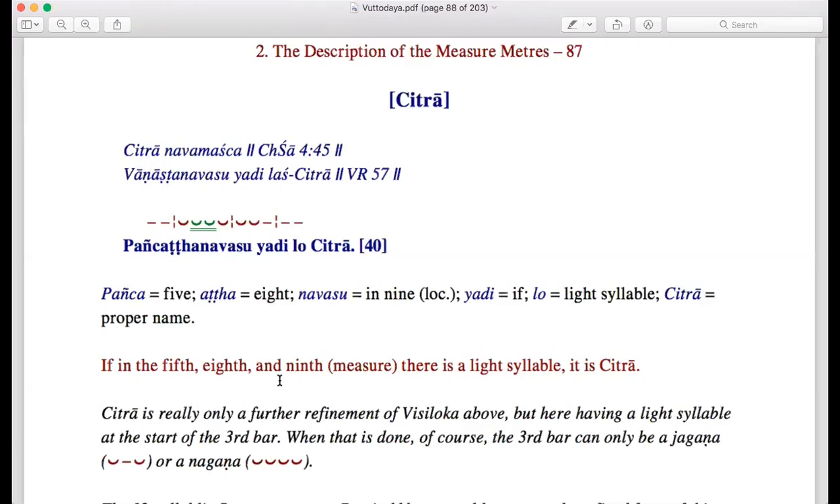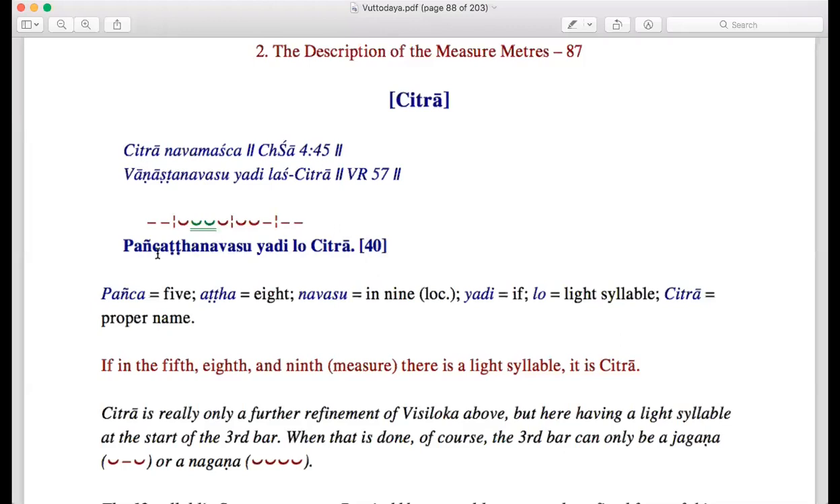That's the condition. So there should be 16 measures in the whole line, and within those 16 measures, the 5th measure, 8th measure, and the 9th measure should be light measures. So that's it. Panchatta navasu yadi lo chitra. Chitra is the name of this verse.